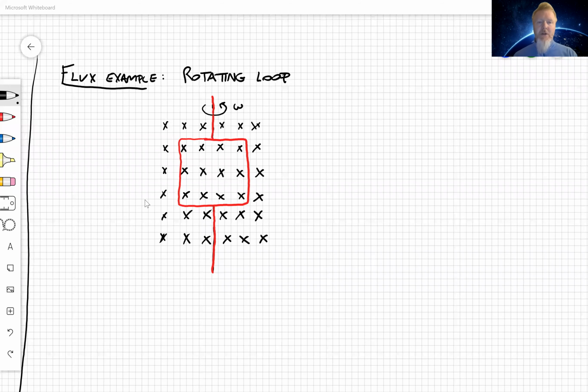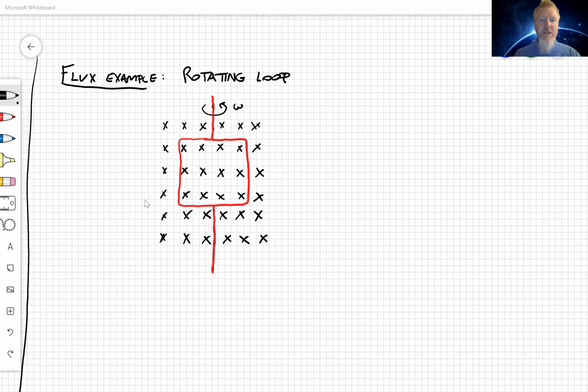So let's get to a little bit more of induction. What I wanted to do was start with this example since we did the sliding rod example last time. Here's an example of a rotating loop in a magnetic field. Maybe you have this loop on bearings on the up and down side of it, and it spins about that axle.